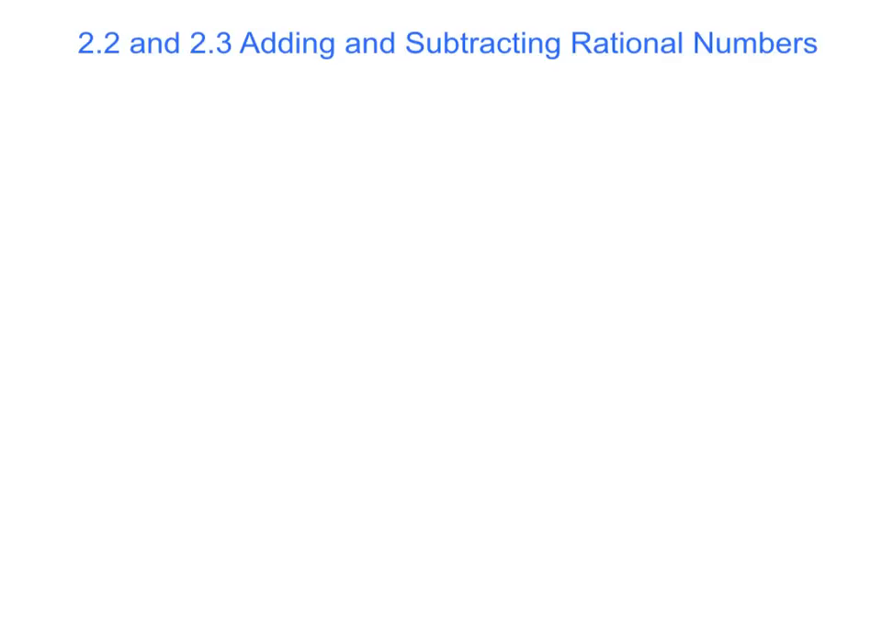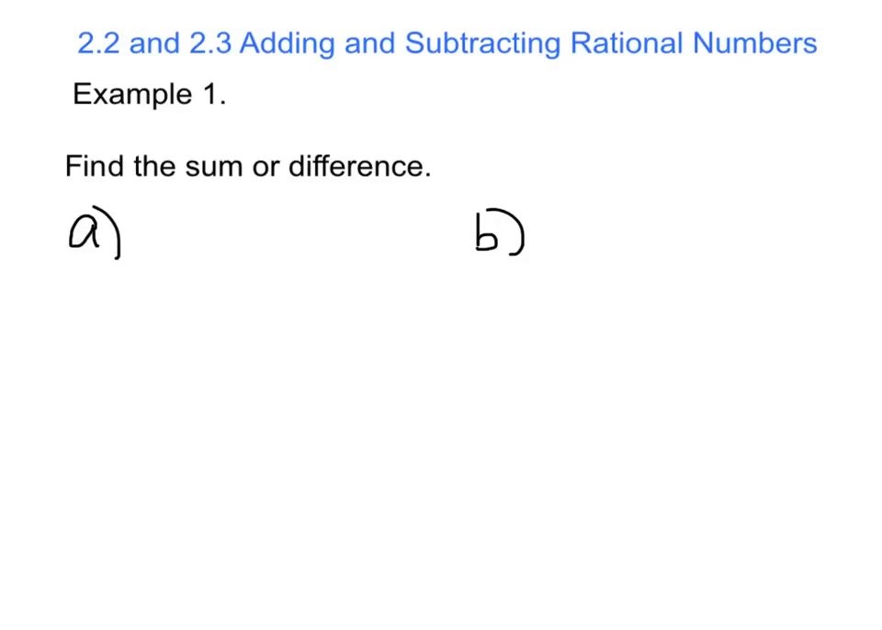We are going to combine sections 2 and 3 in chapter 2 into one video, adding and subtracting rational numbers. Here's the good news. Your key idea is that you're going to use the exact same rules for the signs as you did for integers. Example number 1. Find the sum or difference.